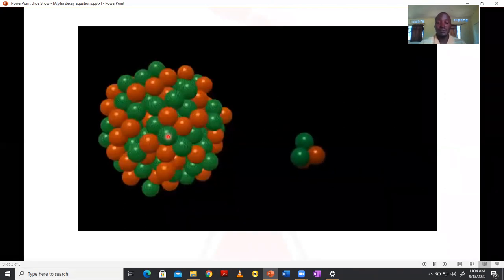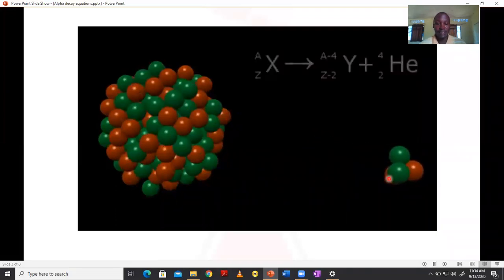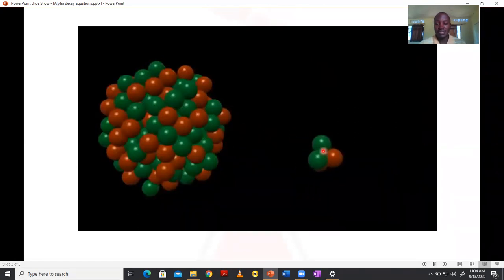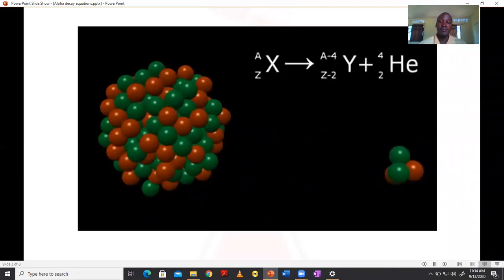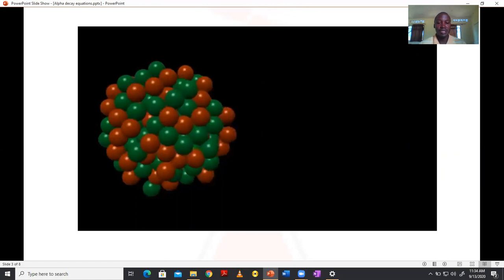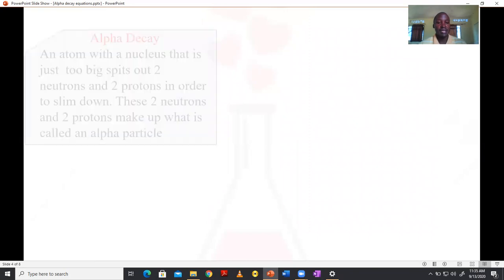So in this case, we have a nucleus. It has very many neutrons and protons, and it spits out, or removes, or emits 2 protons and 2 neutrons in the process. And these 4 subatomic particles that are being emitted, it's what we call the alpha particle. The removal of 2 neutrons and 2 protons in the process. So that's all about what an alpha particle is.